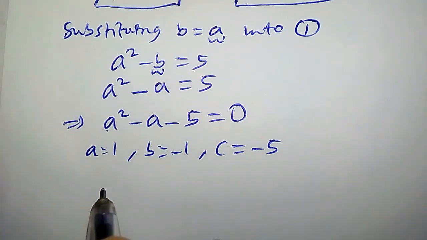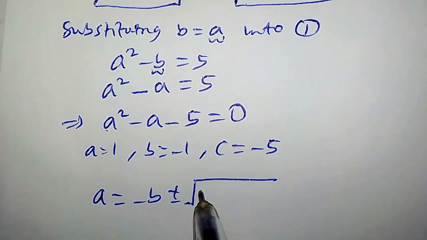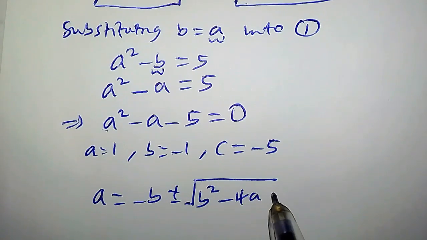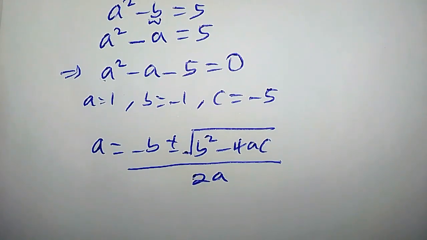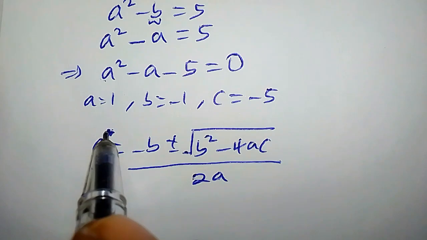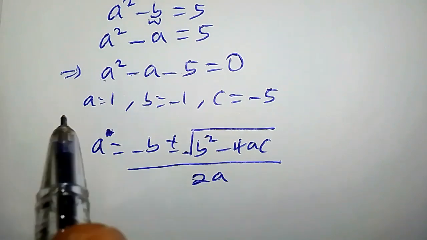It says a equals minus b plus or minus square root of b squared minus 4ac, over 2a. To avoid confusion, let us call this a star. But have it in mind that a star is just the a that we are looking for in this quadratic equation.